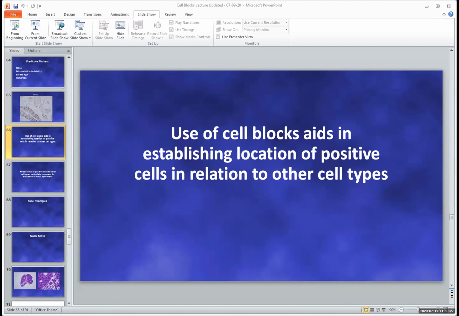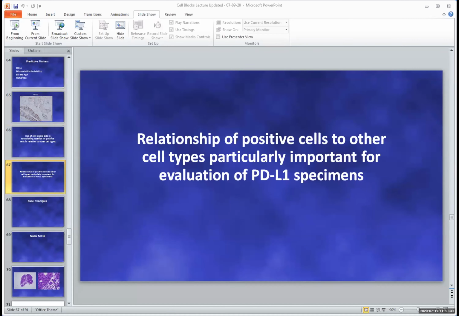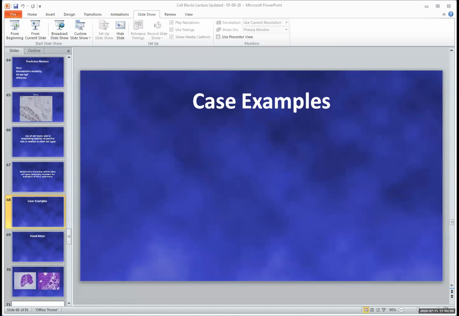Now, the use of cell blocks aids in establishing the location of the positive cells in relation to other cells, and this is very, very useful in evaluating markers like PDL1. And therefore, the relationship of the immune cells with the neoplastic cells is very much utilized in evaluation of some of the schemes for PDL1 prognostication or prediction of response. Let's look at some case examples here.